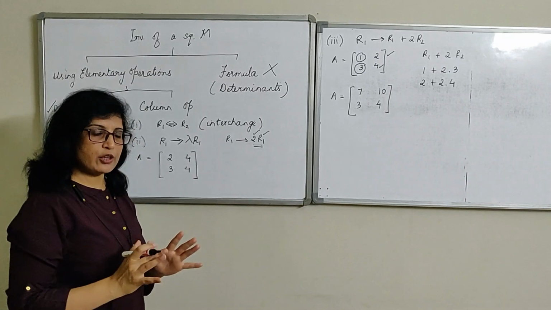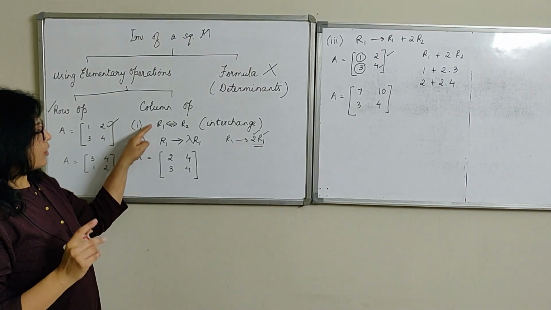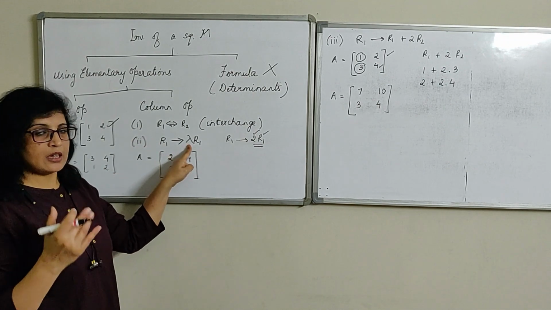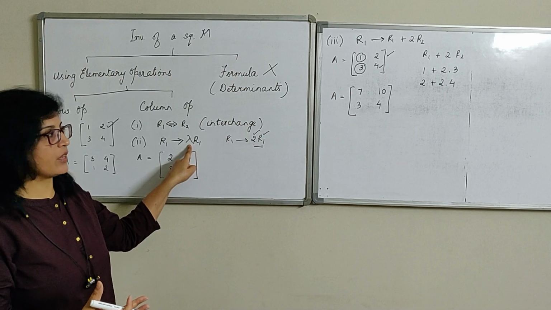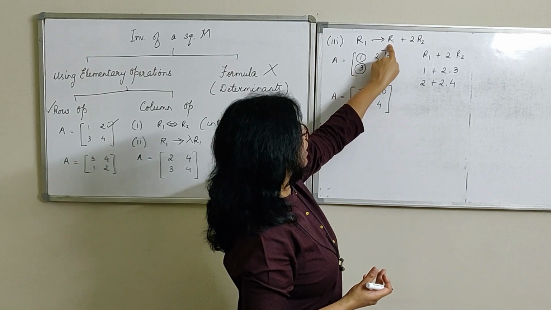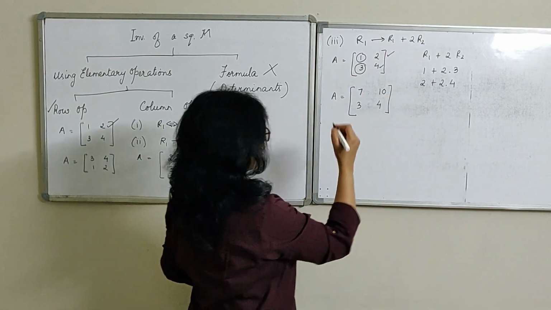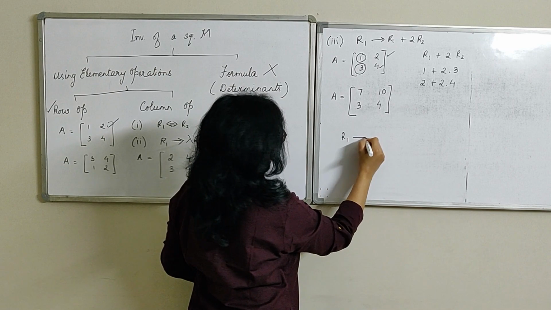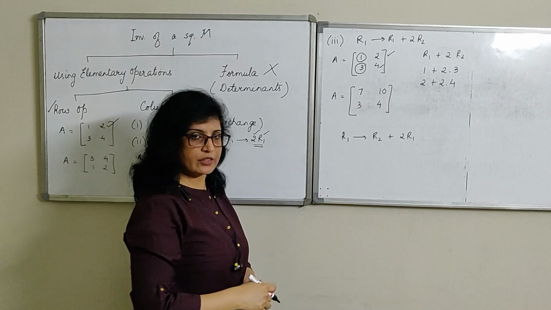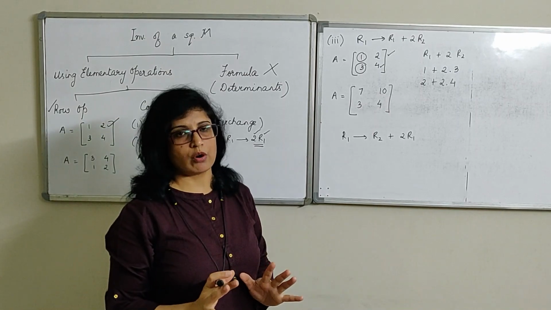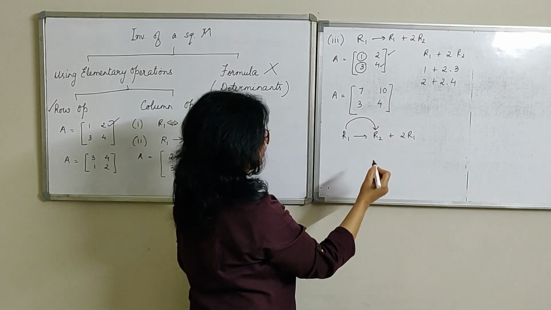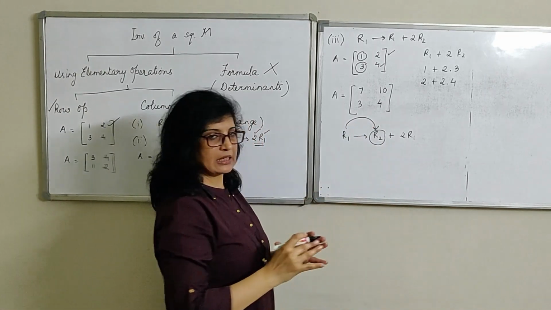So this way you can see 3 row operations are possible. 2 rows can be interchanged. A row can be expressed as lambda times the elements of the same row, or row 1 or row 2 can be expressed as R1 plus 2R2. In the third operation, you have to ensure that if the operation is written like this, then the operation is wrong, because the row which is written here is to be written here. The row which is written here is basically the reference row.